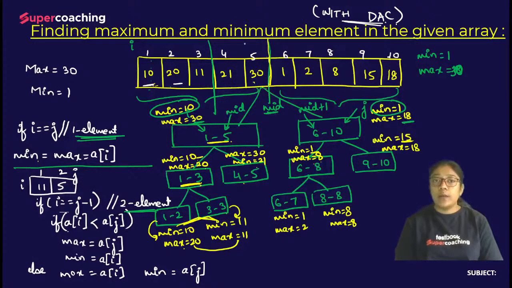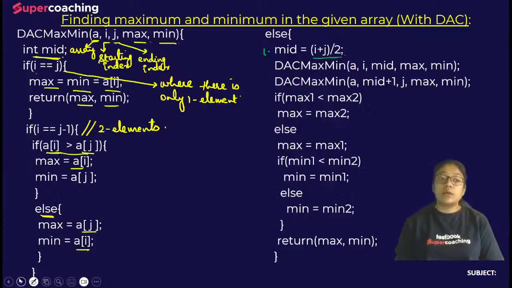I से लेकर mid तक. And second problem में we are starting from mid plus 1 to J. So let's look at the parameters here. I से लेकर mid तक array name is same. We are supposed to find the maximum and the minimum element, so there is no change.